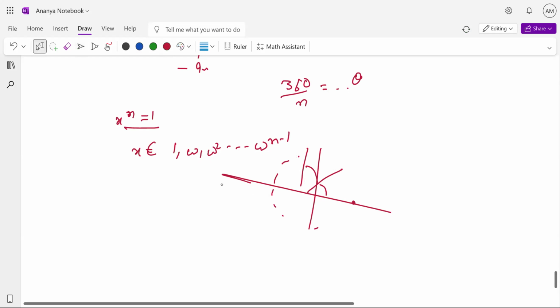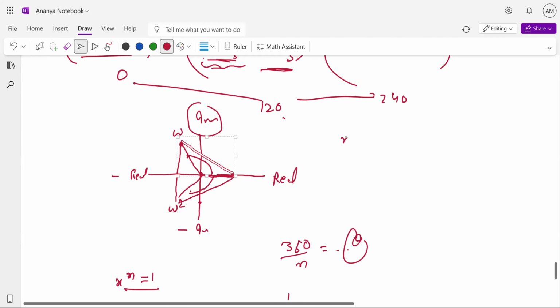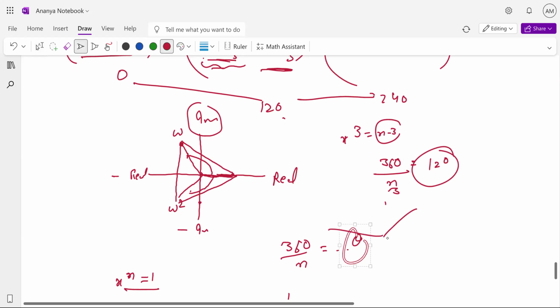Why I have taken the angle theta, I'll give you the example of the previous one. You can see I had x to the power 3 right here, and n was 3. The total angle is 360, and when I divided by 3, I got 120. You can see for each of them the angle difference was 120 degrees. Is it? Yes, sir.